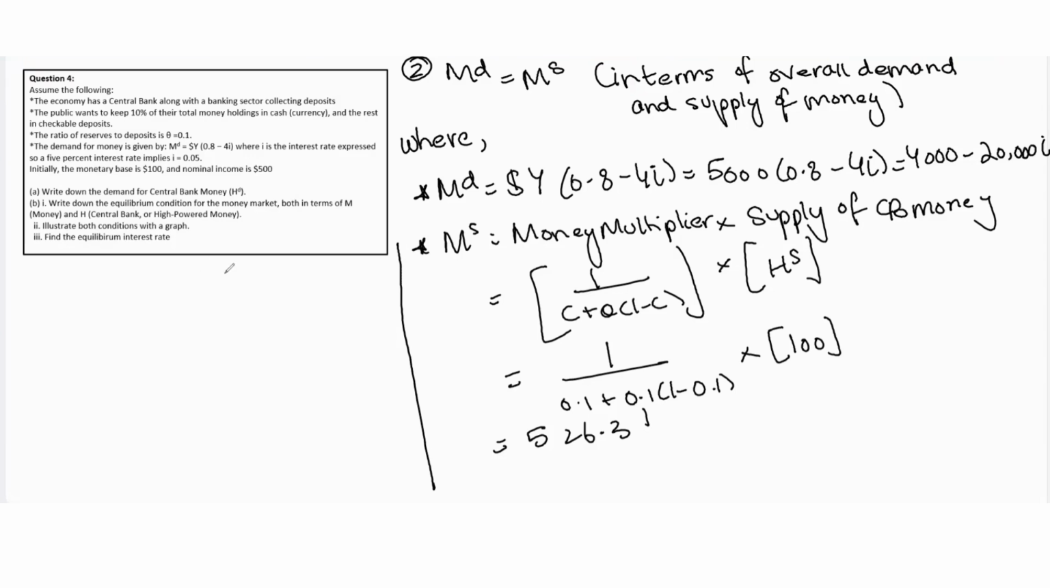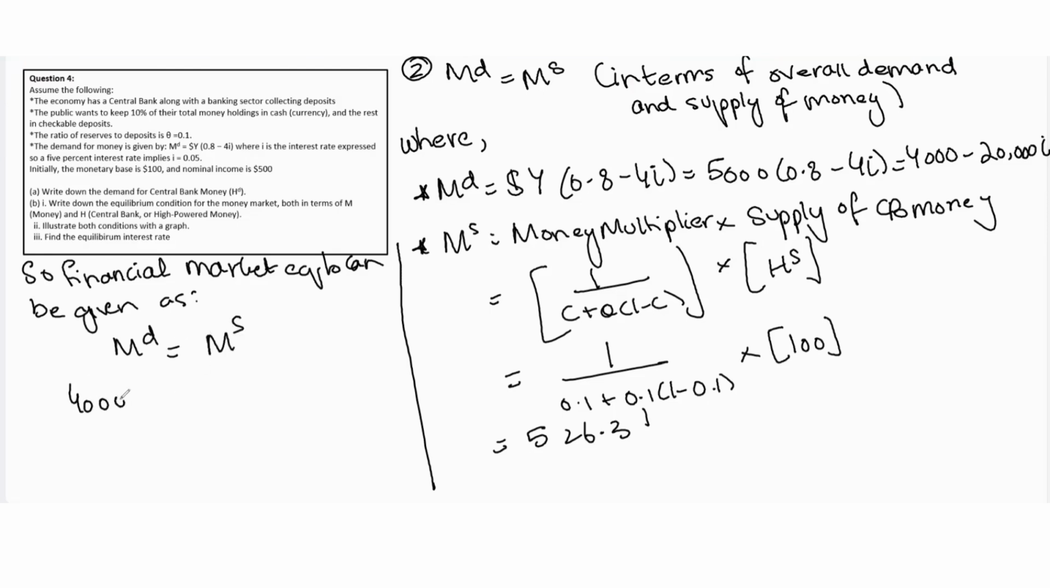So financial market equilibrium can be given as, like we said, overall money demand equal to overall money supply. So we have 4,000 minus 20,000 I is equal to 526.3. So in this case, where you do have a banking system, you can write financial market equilibrium either in terms of central bank money, where demand for central bank money is equal to supply of central bank money, and keep in mind, supply of central bank money is fixed by the central bank at some value H bar, in this case 100. Or you can write it in terms of overall money balances, where overall money demand is equal to overall money supply, and overall money supply is equal to the money multiplier times the supply of central bank money.